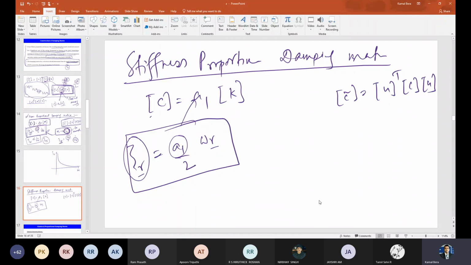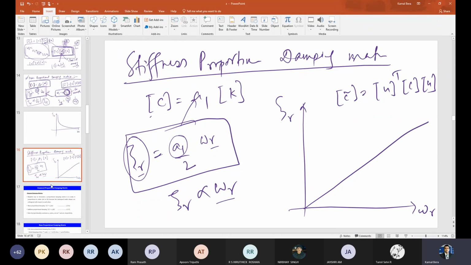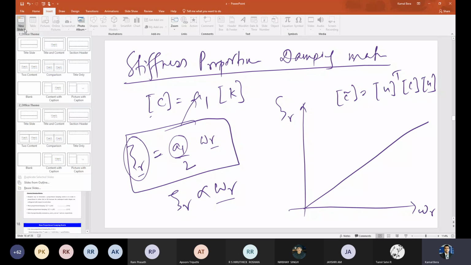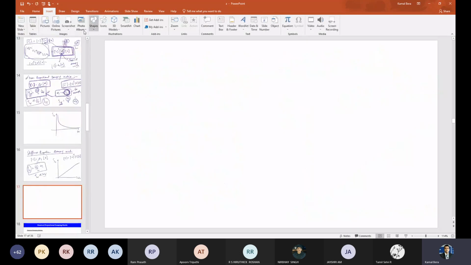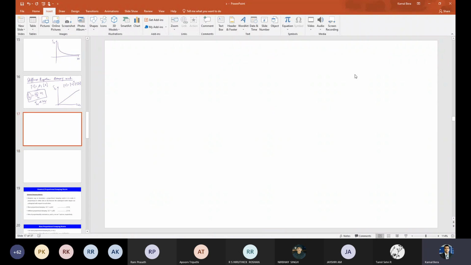Clear? Okay. So now here, zeta R is proportional to omega R linearly. So in this case, it will be like this. Again, that is also not a real practical structure's source. Experimental evidence is not satisfied. So then comes the more realistic formulation of the damping matrix, which is nothing but the mass and stiffness proportional damping matrix.